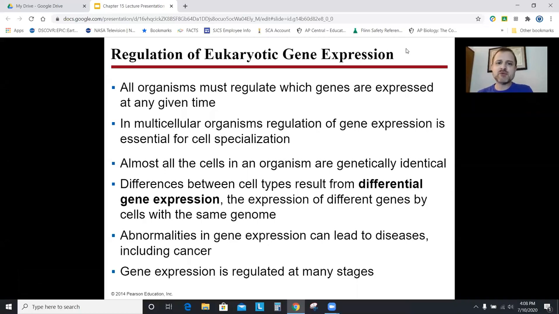Okay, so this slide, we're going to transition from prokaryotes, from bacteria, to eukaryotic cells like your cells. So the term that's bold on this slide says differential gene expression. Don't get bogged down by the details. The details are important, but let's talk about the whole forest first. All of your cells have all of your genes.